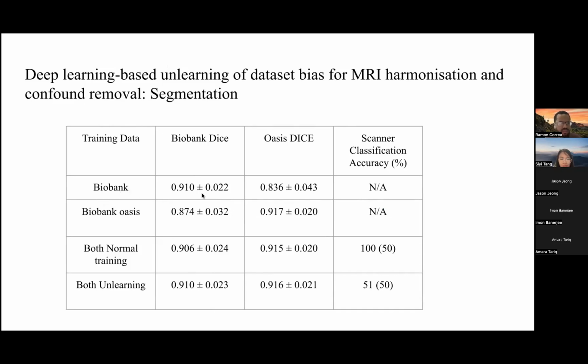So if you only train on Biobank, you'll have really high performance on Biobank. Only on Oasis, then you'll have really high performance on Oasis. And then meanwhile, the unlearning on both does very well across either.